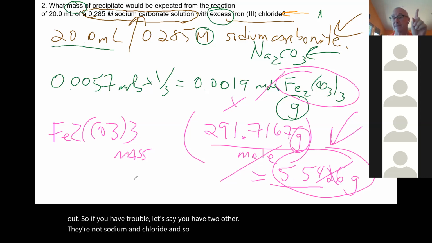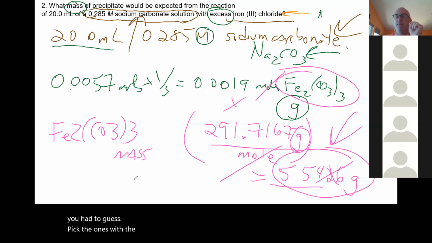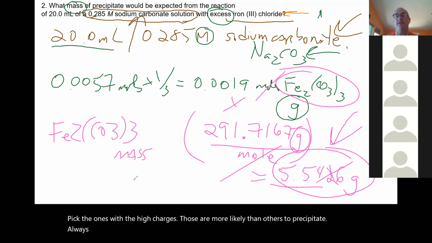If you had to guess, pick the ones with the high charges. Those are more likely than others to precipitate. And is the metal always in the beginning of the equation? Always, yeah. In an ionic compound, the metal always comes first, plus, then minus.